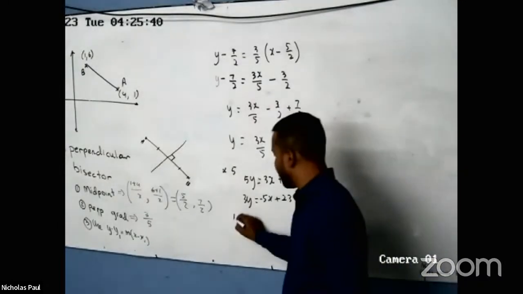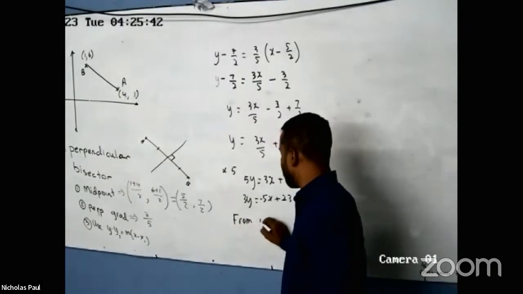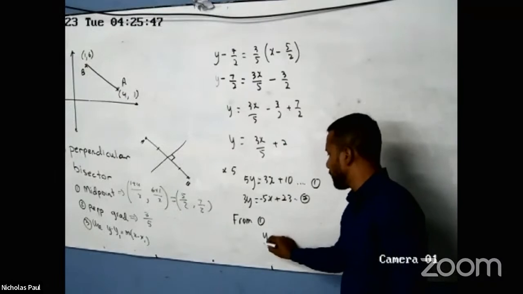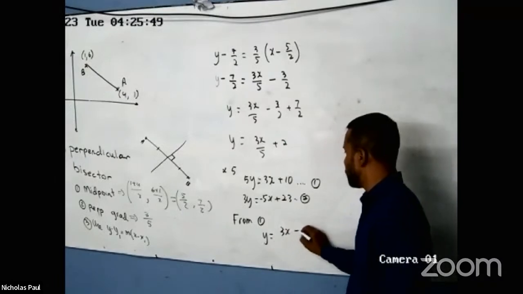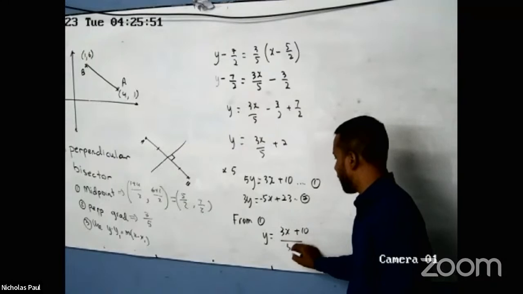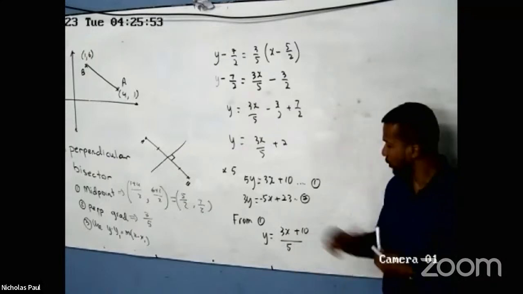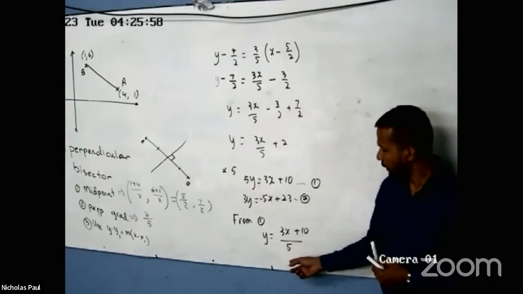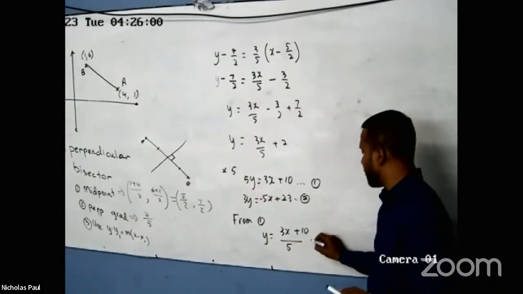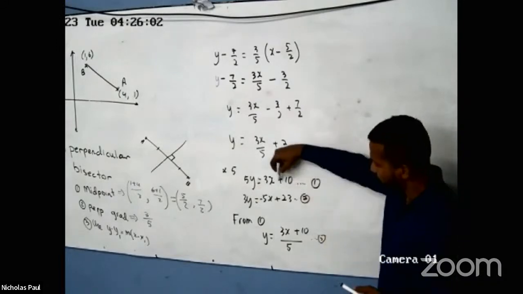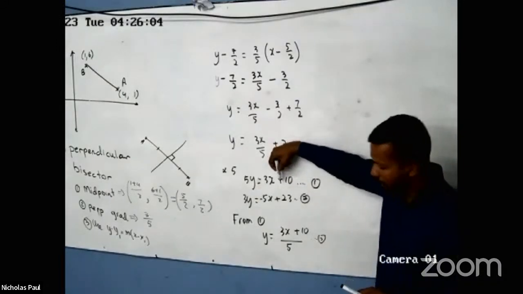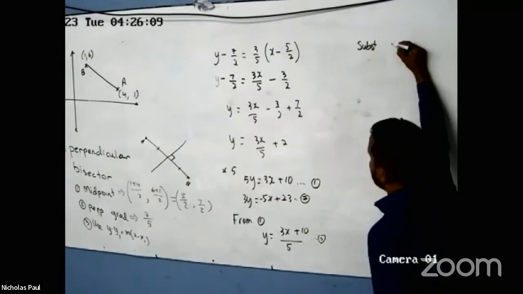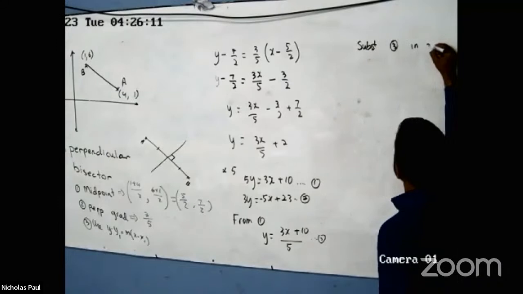So I will say from equation 1, I am going to make y the subject. I'll get y is equal to (3x plus 10) over 5. So I call this my equation 1, and I made y the subject of the formula. This is now my equation 3. Now I'm going to substitute equation 3 in equation 2.